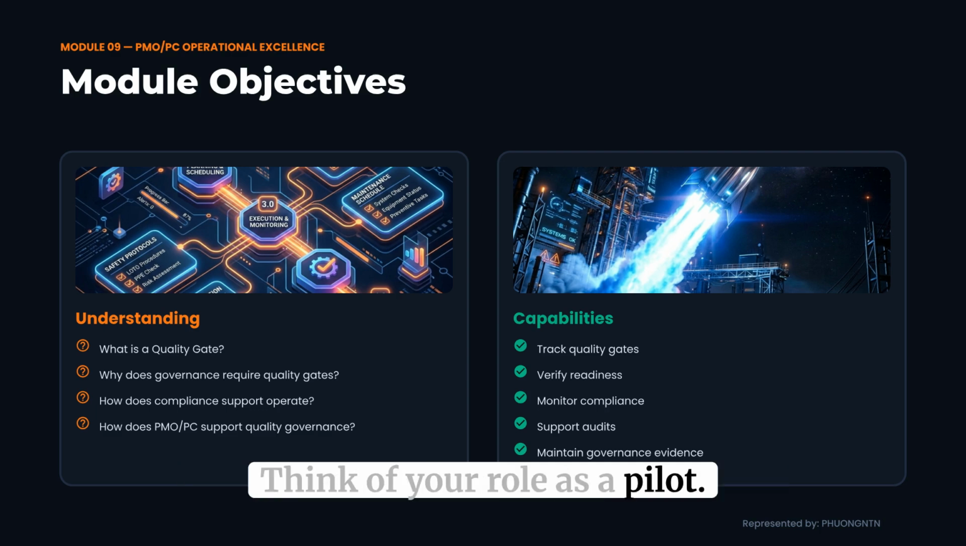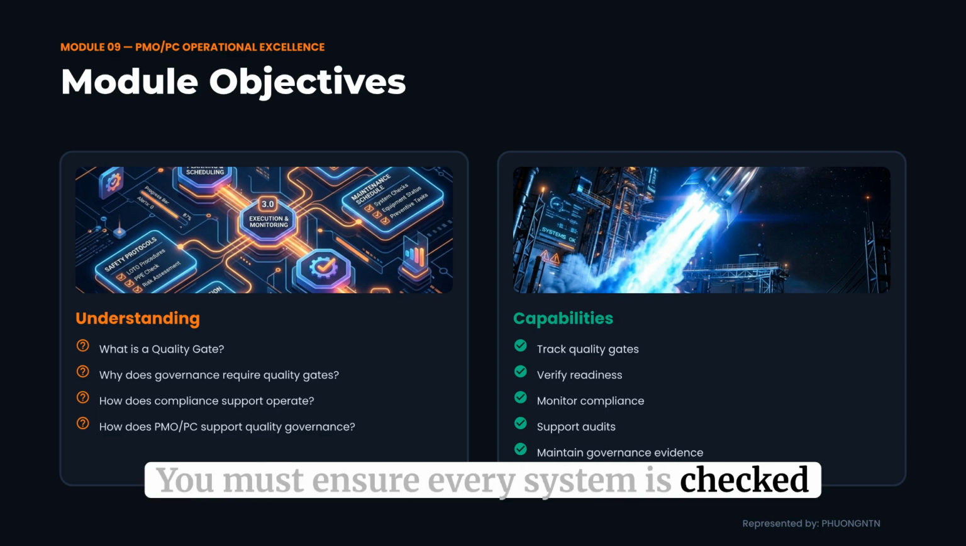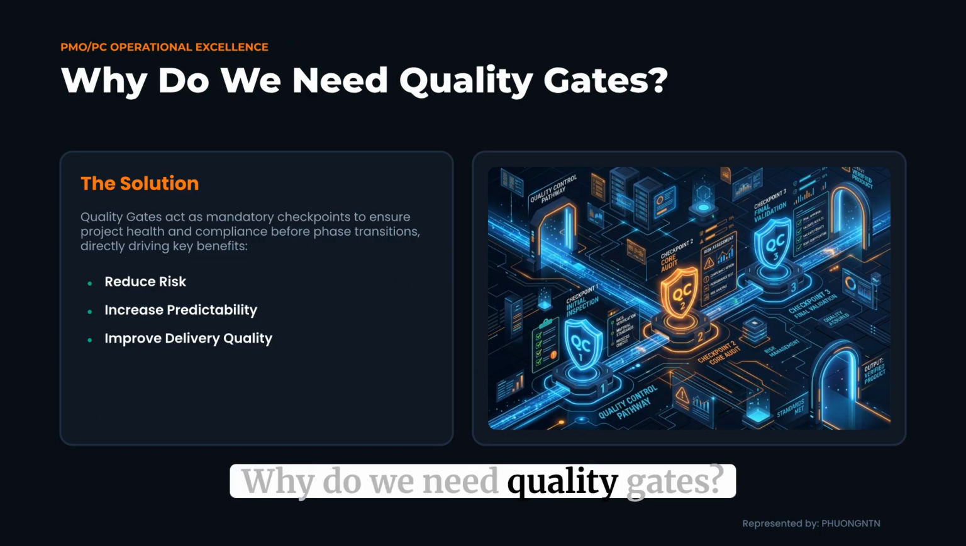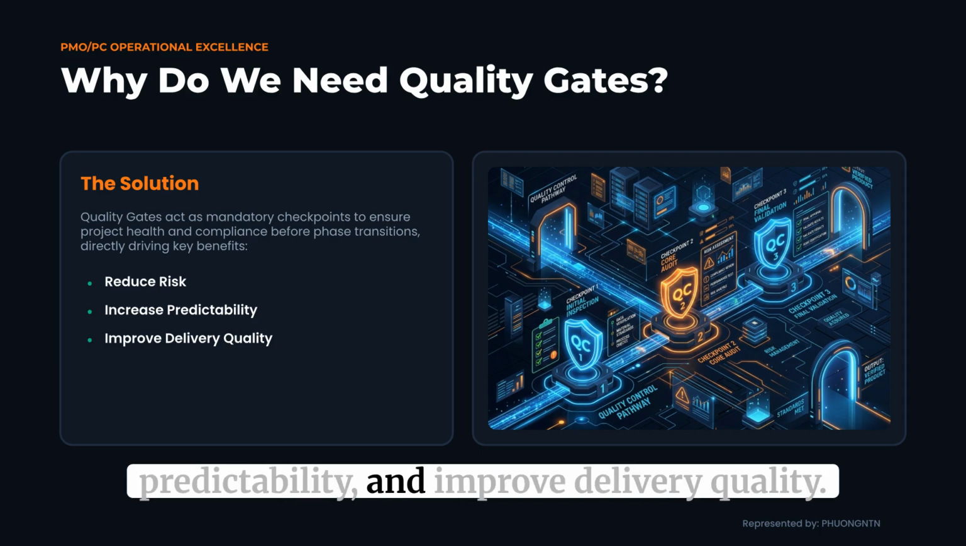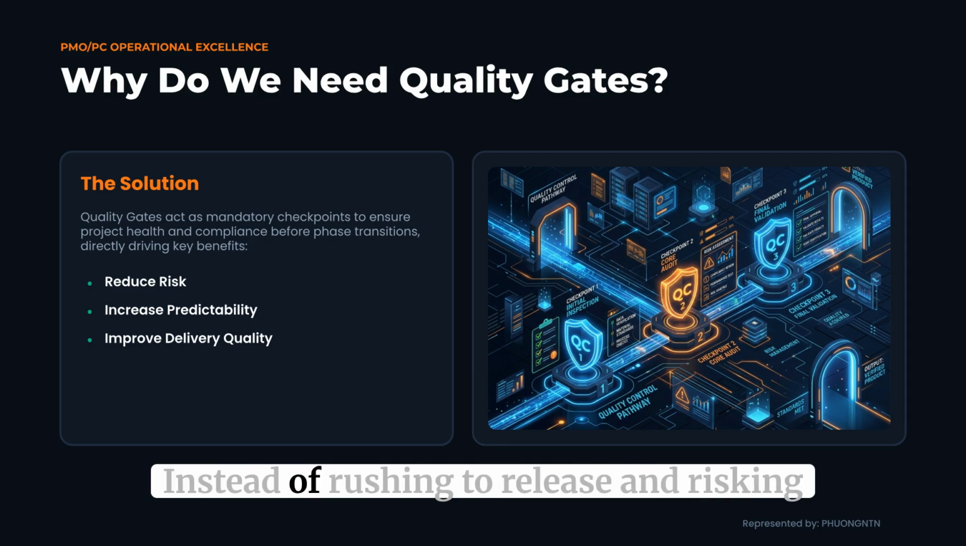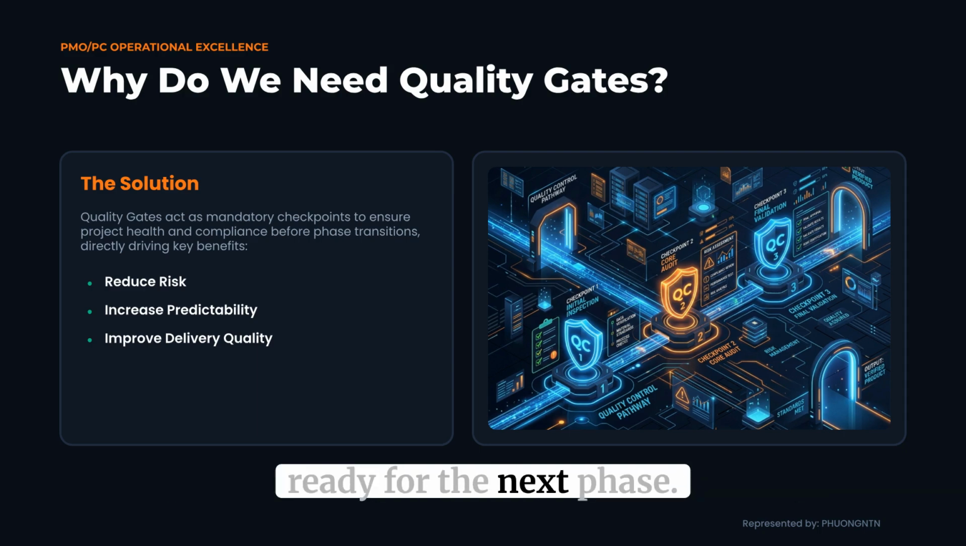Think of your role as a pilot. You must ensure every system is checked before takeoff to reduce risk and ensure a successful journey. Why do we need quality gates? Simply put, they act as safeguards. They help us reduce risk, increase predictability, and improve delivery quality. Instead of rushing to release and risking production failures, these gates force a pause to verify that the project is actually ready for the next phase.